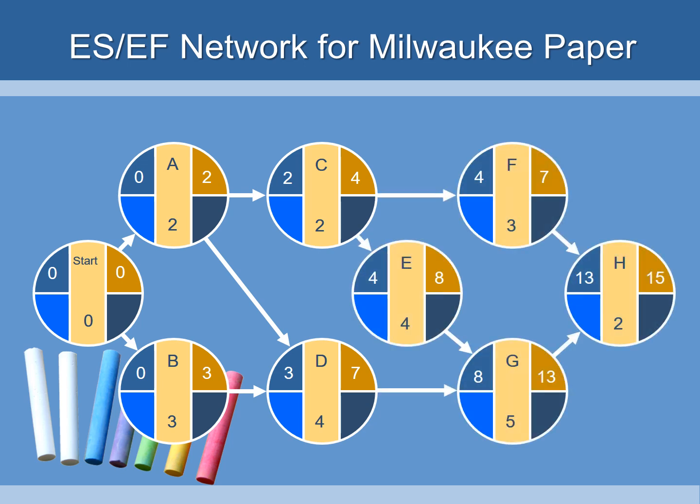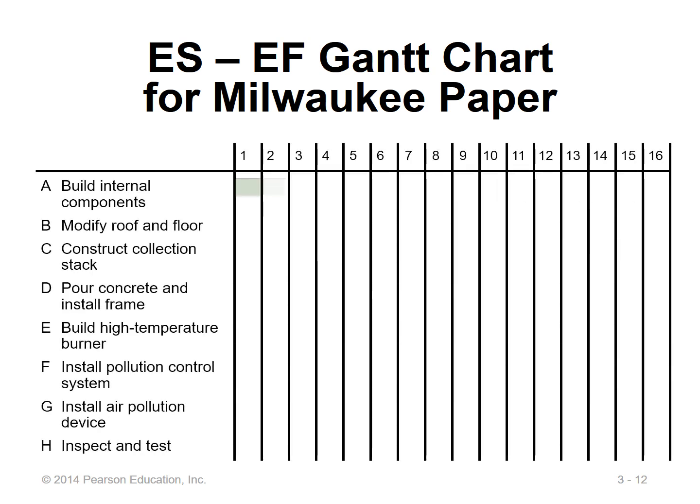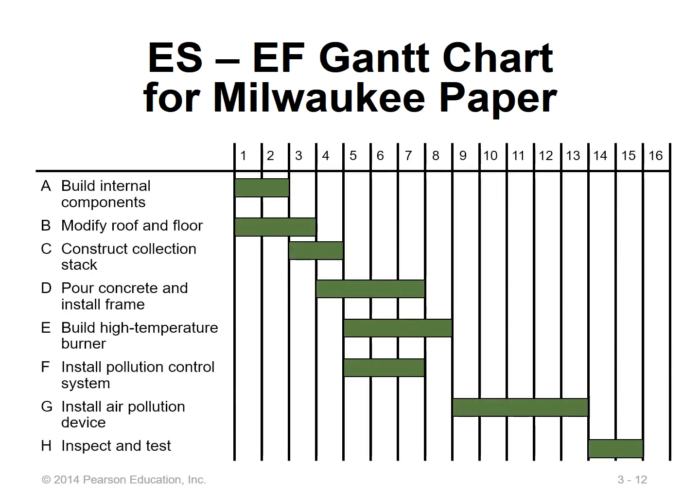Next, we have the rest of them. And so you can see E, F, G, and H. F and G can be done at the same time. They all have different earliest start dates, and they all have different earliest finish dates. So the earliest start, earliest finish Gantt chart for Milwaukee Paper. If you're using a Gantt chart, you would plot it out like this. And you can see each step, A, B, C, D, E, F, G, H, as we saw in the example of the diagram previously.